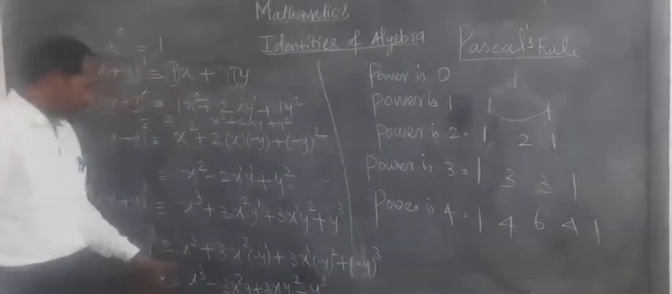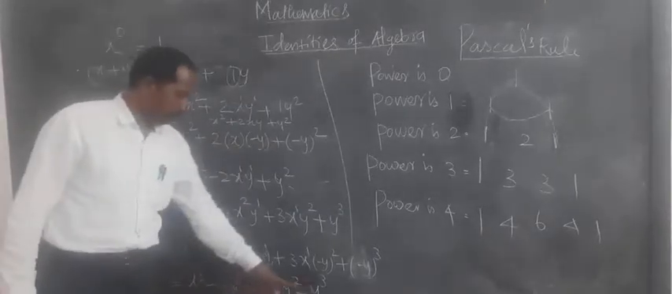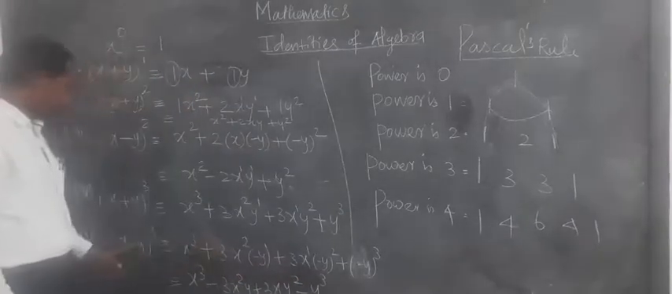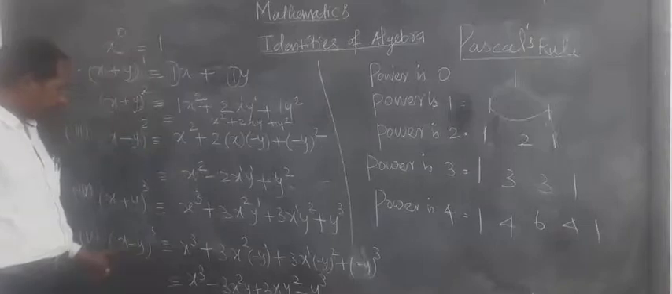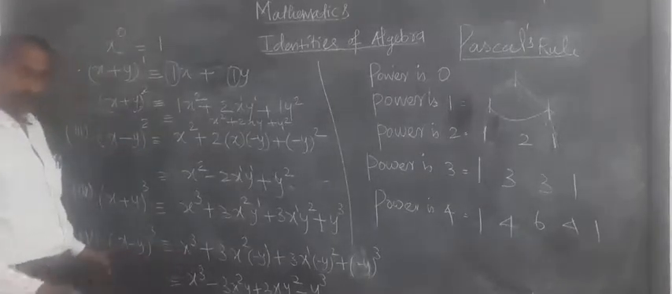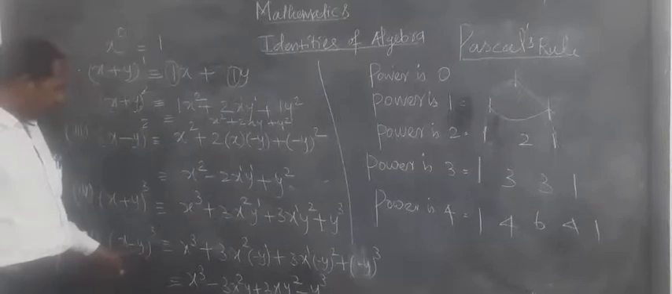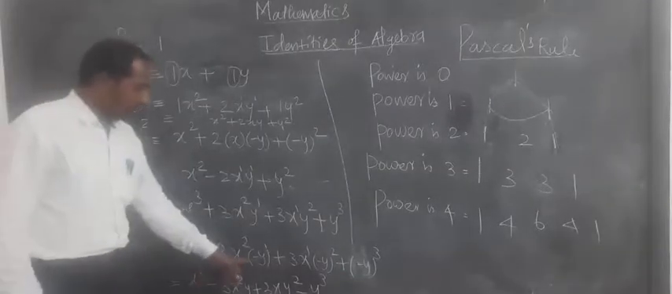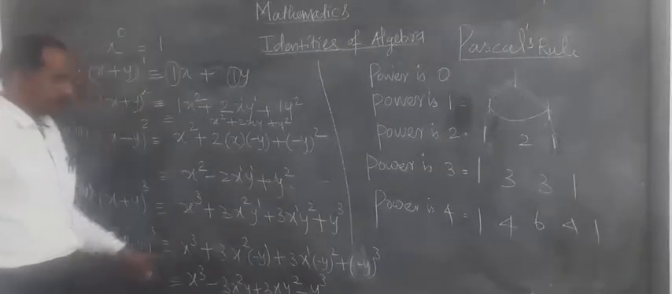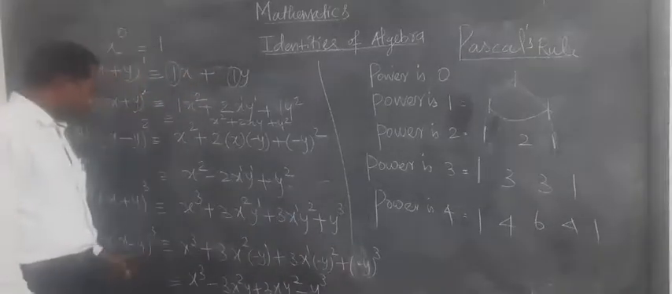Just I put it 1, 3, 3, 1. But what is the sign? Negative sign. So what are the possibilities? First I increase the x power 3. Next I reduce x squared y. Then x squared y, then x y square, then y power 3.